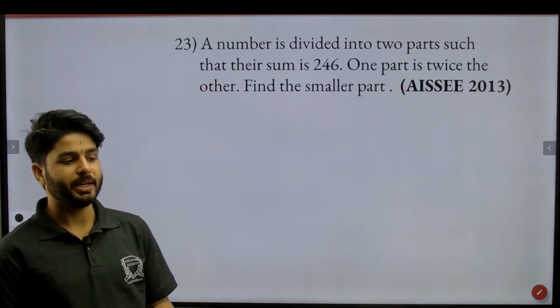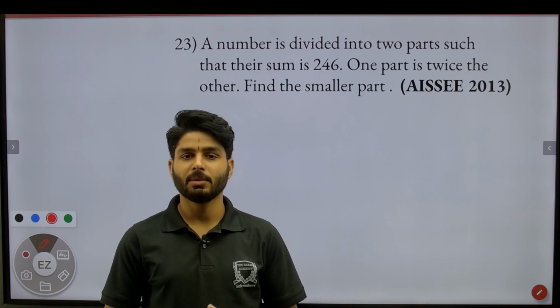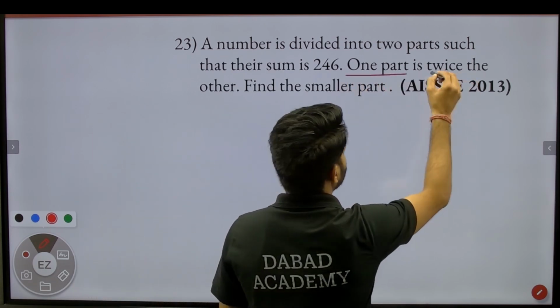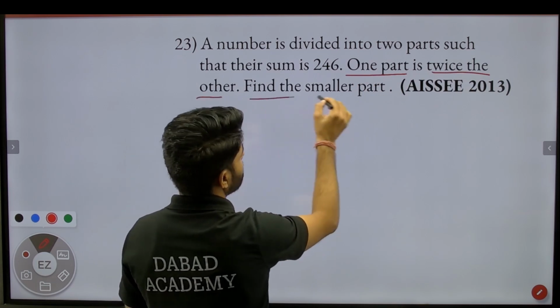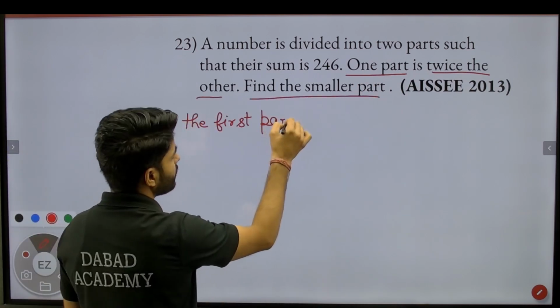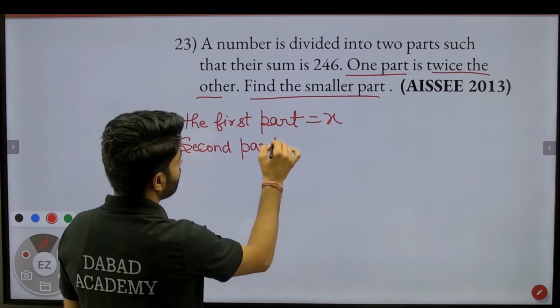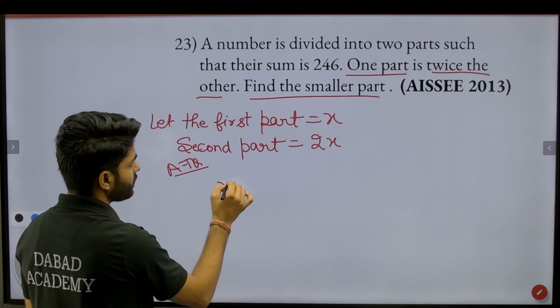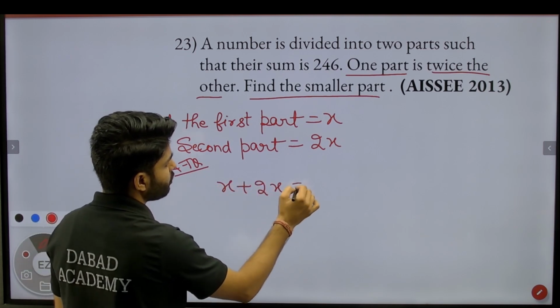A number is divided into two parts such that their sum is 246 and one part is twice the other. कि जो एक part है वो twice है other का, and we have to find the smaller part. So let the first part be x, second part will be twice, that means 2x. Then according to the question, the sum of these two numbers is equal to 246.